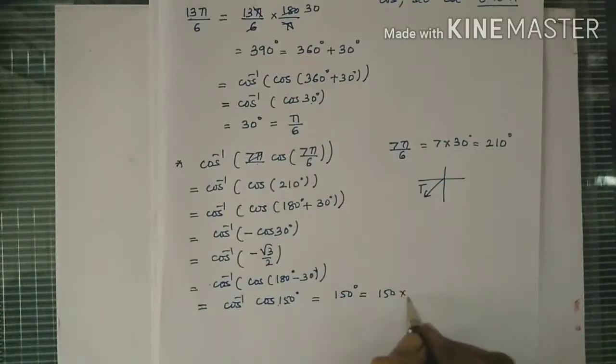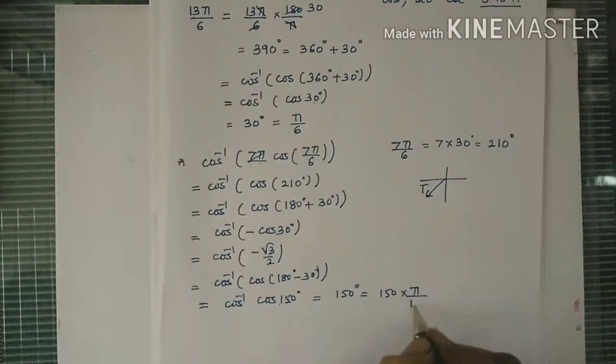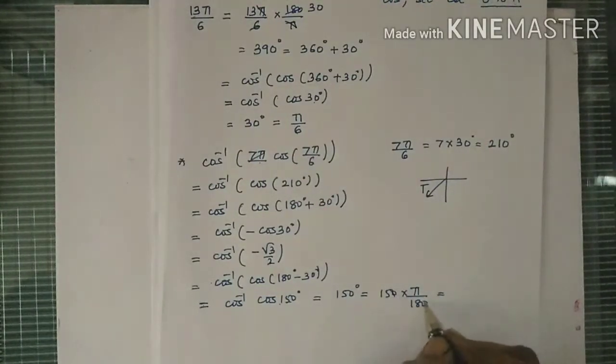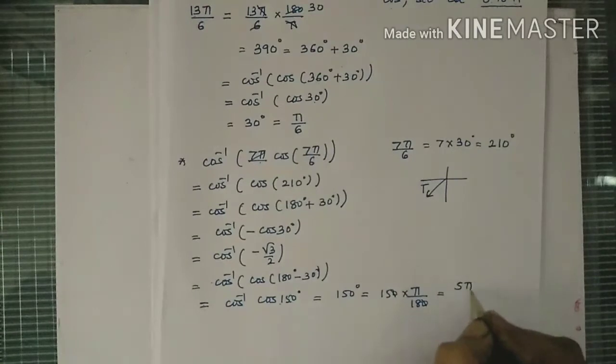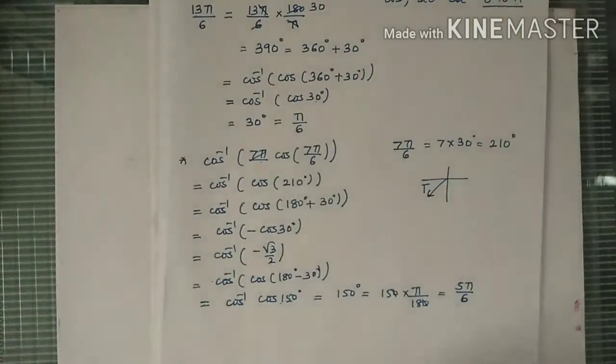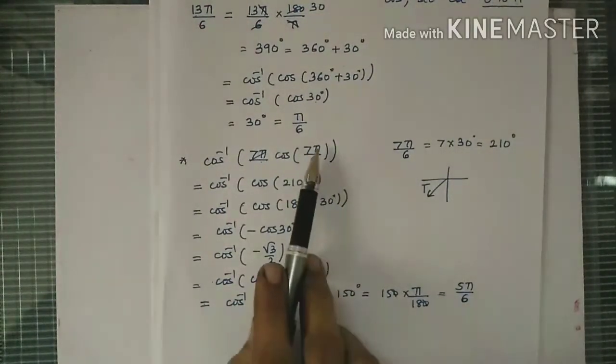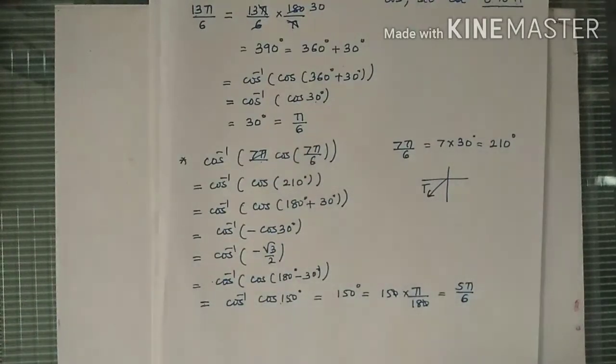To convert into radian measure, let's multiply by pi by 180. Dividing by 10, we get 15 pi by 18, and again dividing by 3, we get 5 pi by 6. So the answer is not 7 pi by 6. First we have to convert this.